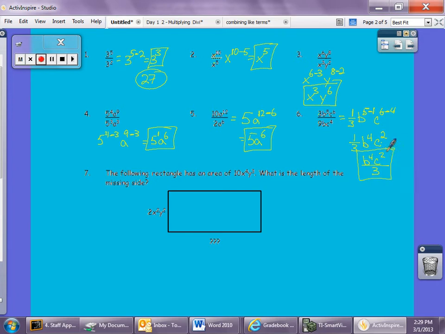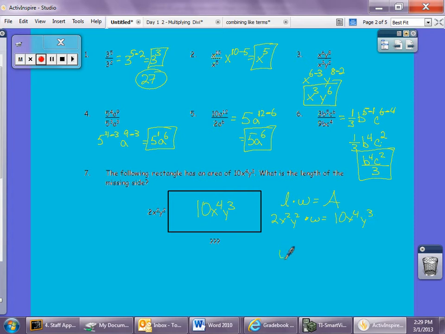When we look at number 7, it says the following rectangle has an area of 10x to the 4th, y to the 3rd. What is the length of the missing side? Well, if we know that the whole area is 10x to the 4th y to the 3rd, we know that length times width is equal to the area. Well, I'm given my length of 2x squared y squared times our width, and that equals 10x to the 4th y to the 3rd. So what we can do is we can actually divide.